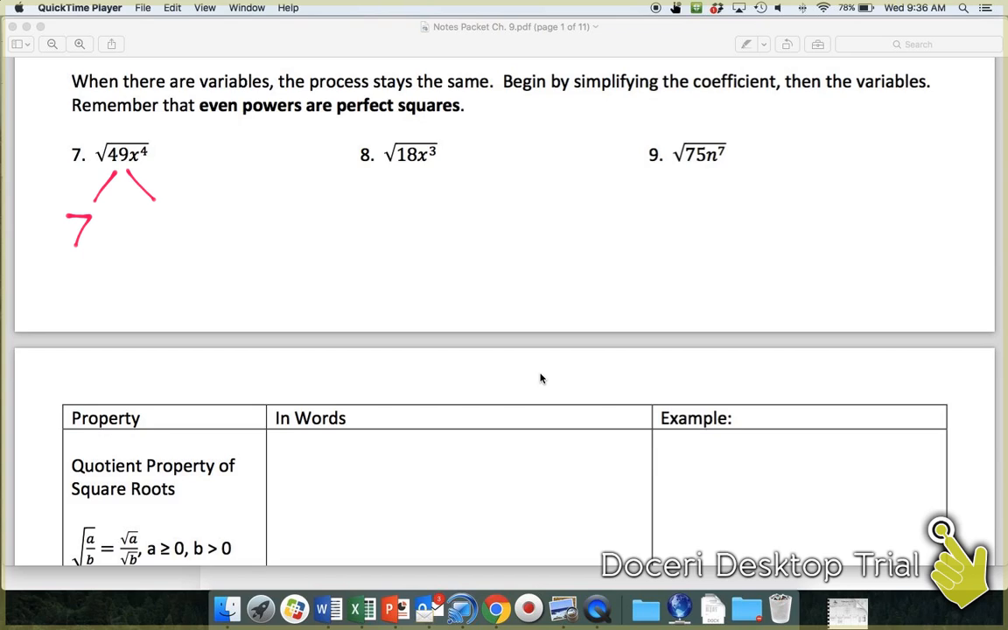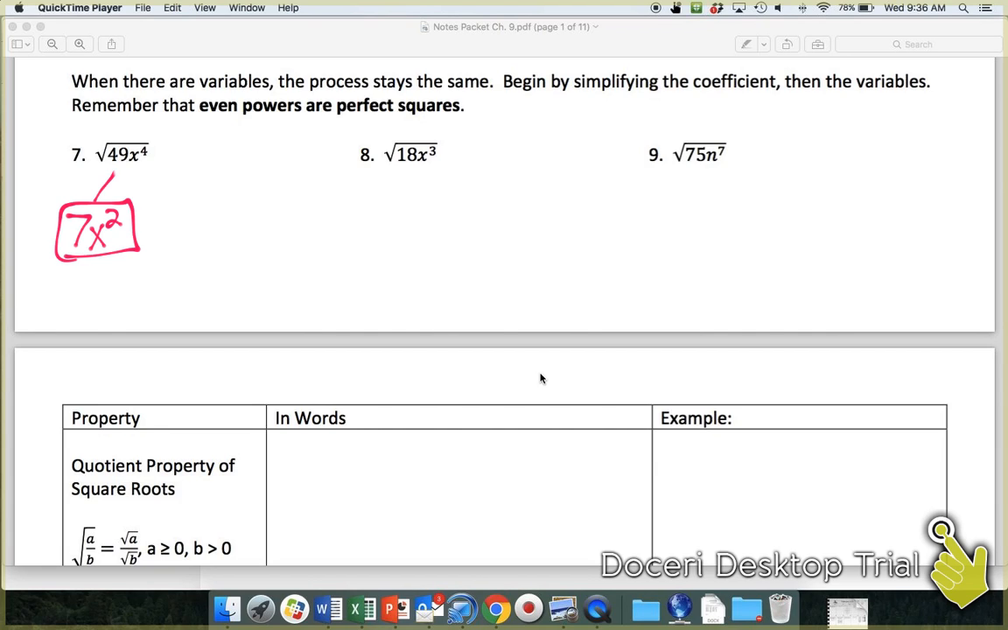Okay, to square root letters, you always just divide by 2. So x4, what's x4 divided by 2? x2, right? That's actually your answer because it's a perfect square. It's an even number. So that's it. There's no non-perfect square in this problem. So that problem is done. 7x squared is your answer. Square root of 49 is 7. Square root of x to the 4th is x squared. Okay, so that's what I'm going to show you.